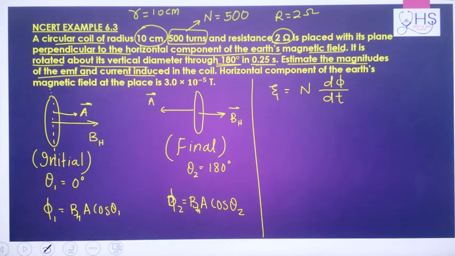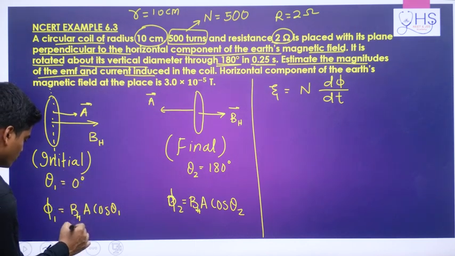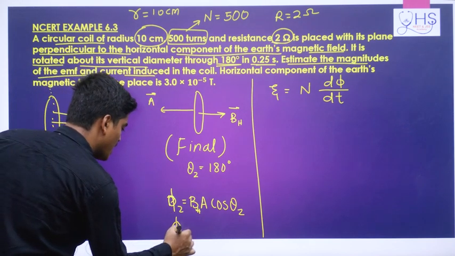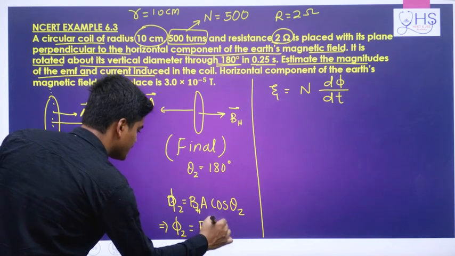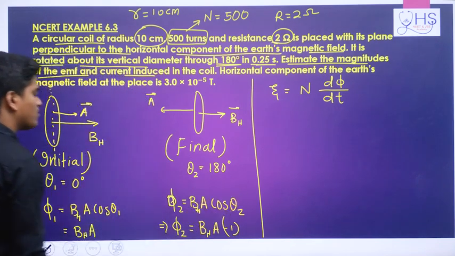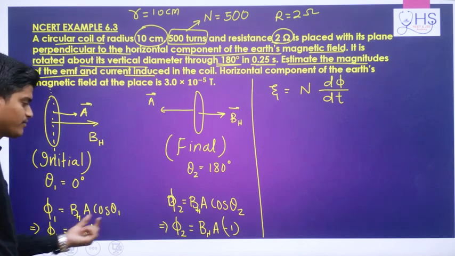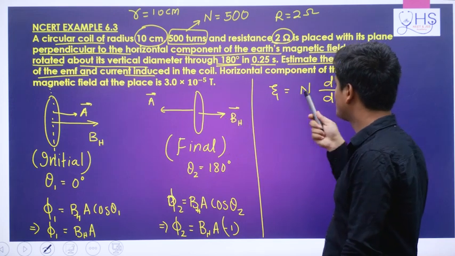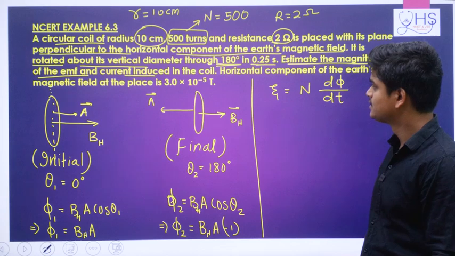Now, theta 1 is 0 degrees, so I will get BHA. And if you put theta 2 as 180 degrees, I will get BHA into minus 1, because cos 180 degrees is minus 1. So initial flux and final flux I have. Now I need to find the change in flux. The number of turns is given and the time is also given, 0.25 second.